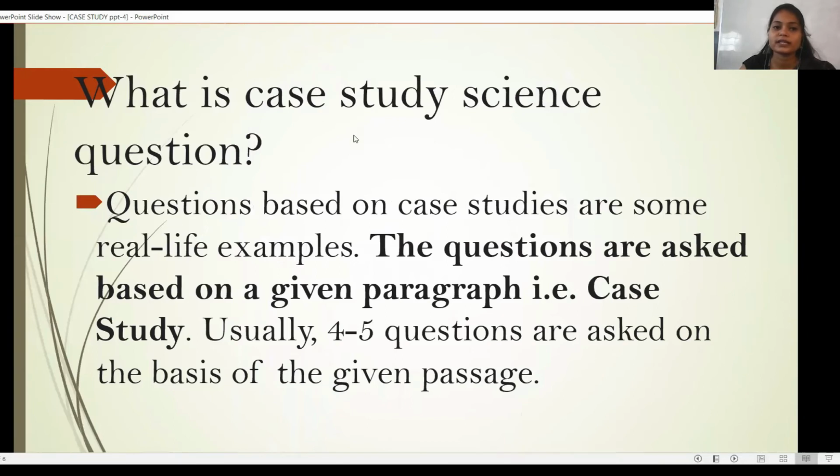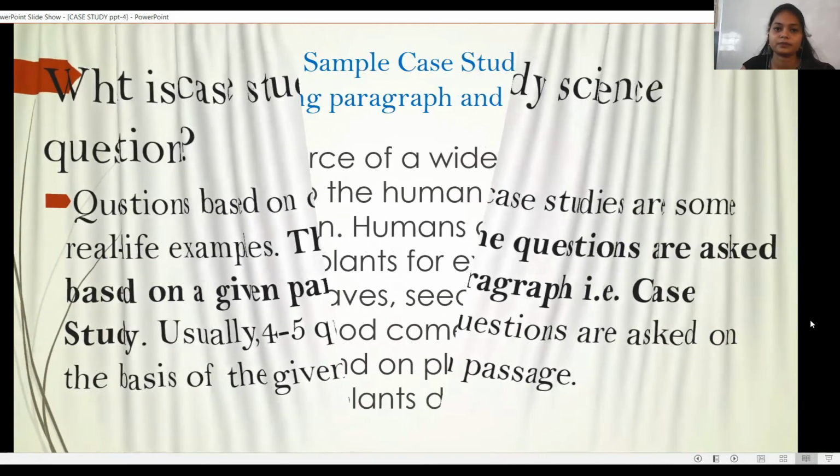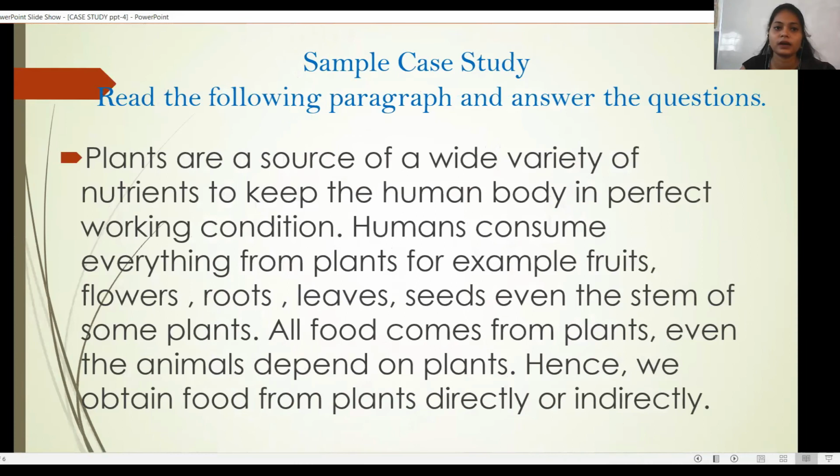First of all, what is a case study science question? The questions which are based on case studies are some real life examples. The questions are asked based on a given paragraph, that is the case study. Usually 4 to 5 questions are asked on the basis of the given passage. Now read the following paragraph and answer the question.